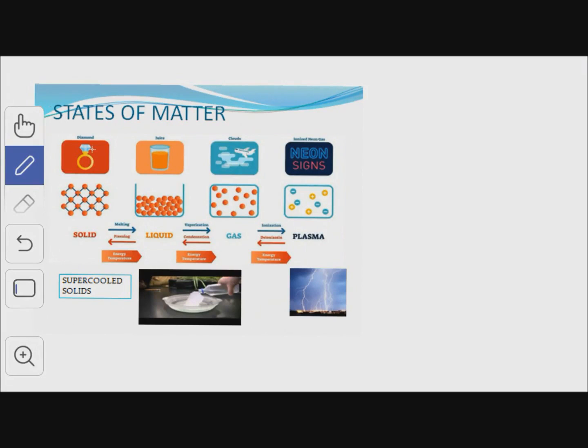Chapter 5: States of Matter. First of all, what is matter? Anything which occupies space and has mass and volume is called matter. And matter exists in five states: solid, liquid, gas, plasma, and supercooled solids, or Bose-Einstein condensate.